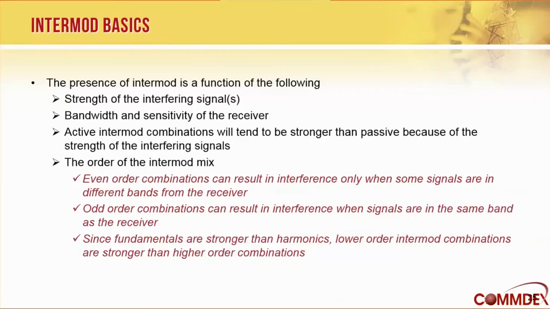And also, since the fundamentals are going to be stronger than the harmonics, your lower order intermod combinations are going to be stronger than your higher order combinations. So a third order intermod product is more likely to be a problem than a fifth, seventh, or ninth order intermod, just because of the strength of the signals involved. As the harmonics get higher, the signal gets weaker.